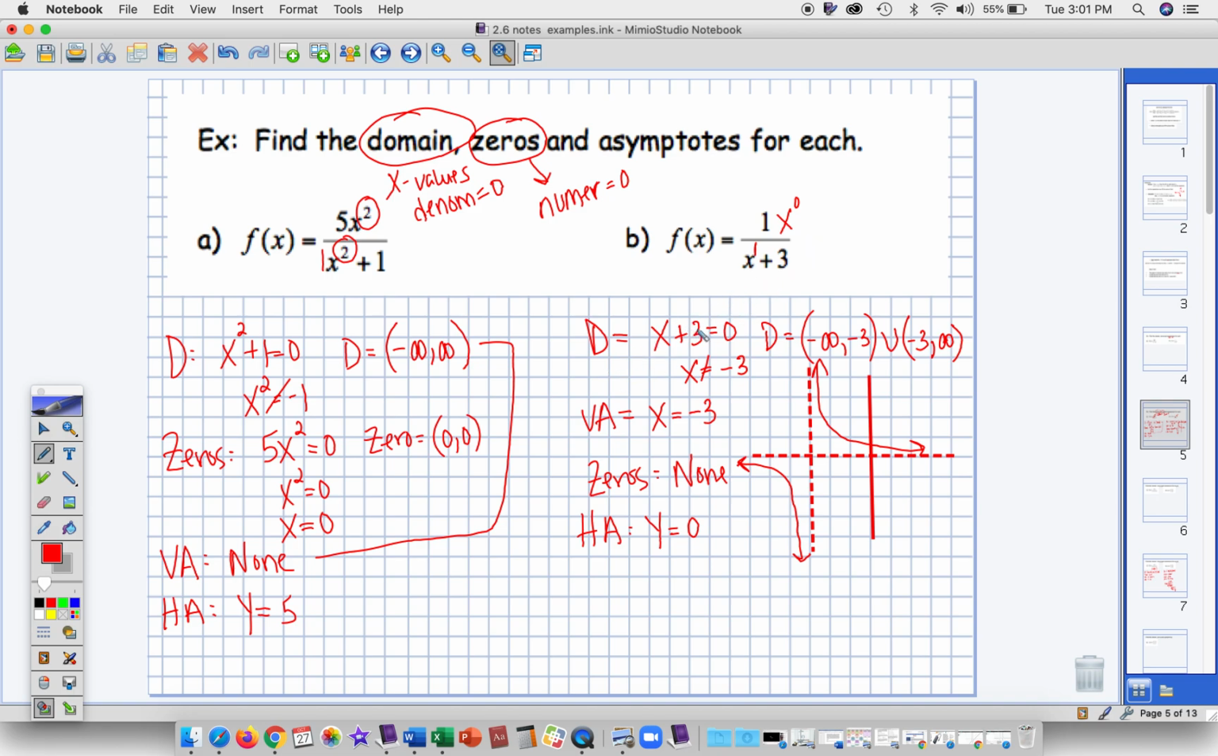The domain: x plus 3 equal to 0 gives us x cannot equal -3. So the domain is everything but -3. Make sure you're using your interval notation. For the vertical asymptote, it comes from the denominator. So x is equal to -3. There are no zeros. The numerator cannot equal 0. And for horizontal, this is the case where the degree of the denominator is larger. Because remember, the degree of that numerator is 0. So since the denominator has larger degree, it's the x-axis, or y equal to 0.